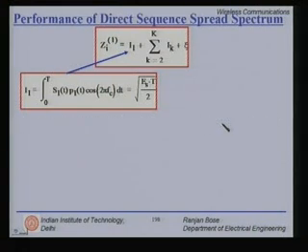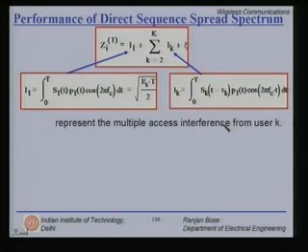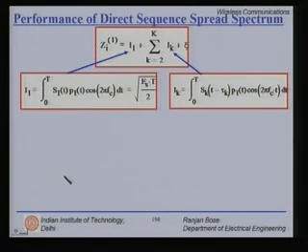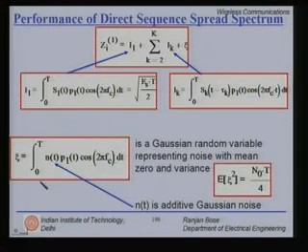What is the other term? Here Ik represents the multiple access interference from user k. And eta is the Gaussian random variable representing noise with mean 0 and variance given by N naught T over 4. Here n(t) is the additive Gaussian noise. Fine.